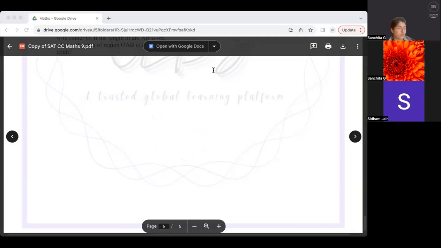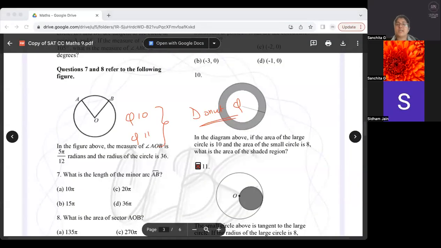Let's take up two questions. Question 10 and question 11, please. Donut questions. Shall we? Yes, ma'am. All right. When we take up 10th question, tell me, what is the answer there? It is 2. Beautiful. When we talk about the area, this is the most entry level question, I would say. So I would just subtract 8 from 10. I would get 2. Area of the shaded region.